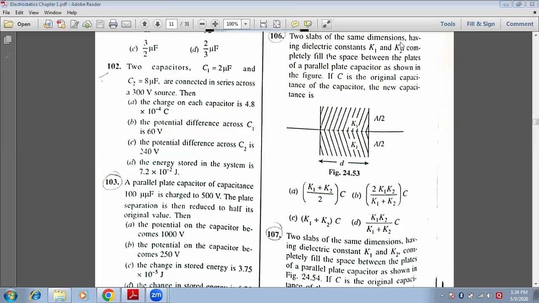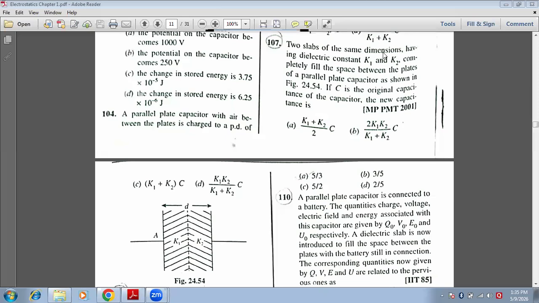Two slabs of the same dimensions having dielectric constants K1 and K2 completely fill the space between the plates of a parallel plate capacitor as shown in the figure. If C is the original capacitance of the capacitor, the new capacitance is: option A, (K1 plus K2) by 2 into C; option B, 2 K1 K2 upon (K1 plus K2) into C; option C, (K1 plus K2) into C; option D, K1 K2 upon (K1 plus K2) into C. Correct answer: option A, (K1 plus K2) by 2 into C.